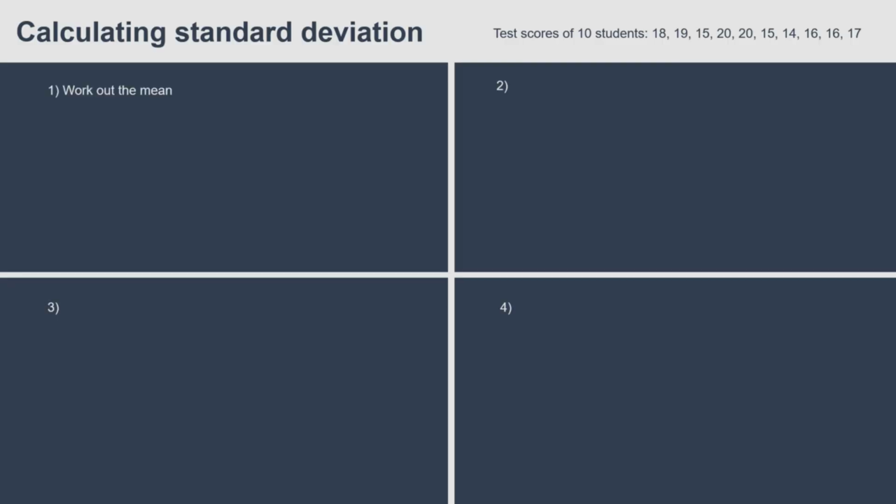Step 1, work out the mean. Very simple. To work out the mean, you just find out everyone's scores, add up all the scores, then divide them by the number of people. That's the mean.